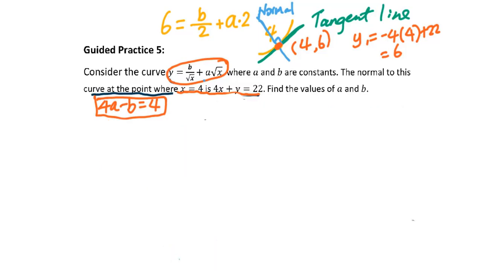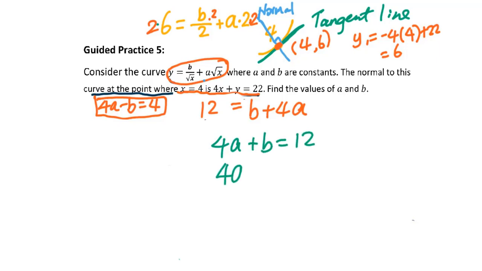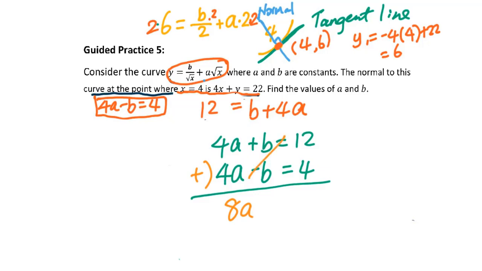Let me simplify. Everything multiplied by 2 because I don't want a fraction here, so that you get 12 equals b plus 4a. Now I got 4a plus b equals 12, and also I got 4a minus b equals 4. So I add them together. You will get 8a equals 16. So a equals 2.